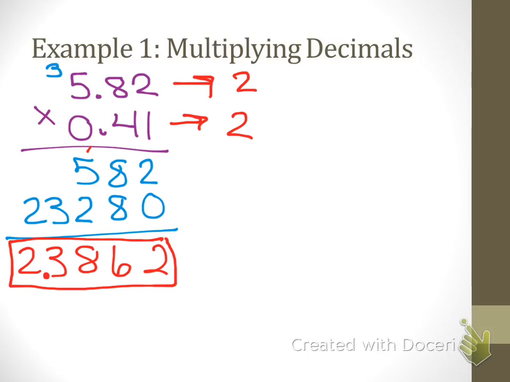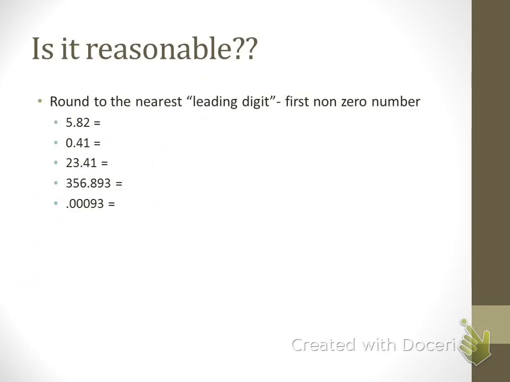Now, just like we did in 2.2 with estimating our answer using the front end estimation, we're going to check to see if our answer is reasonable. We do that by using the leading digit. We kind of did this last lesson with the front end estimation. Now, with leading digits, we're checking to see if our answer is reasonable. So let's just practice a few where we're finding the leading digit and rounding to the leading digit.